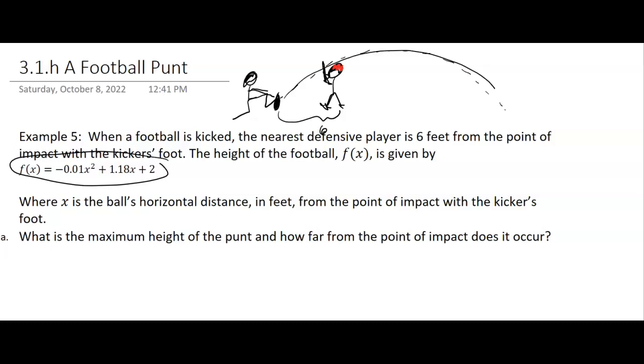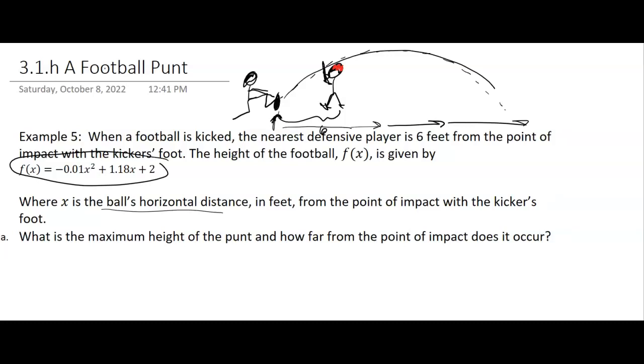And it says x is the ball's horizontal distance. So the ball's going to be here, and then it's going to be 8 feet down, and then 10 feet down, and then 12 feet down, so many feet down the field. Okay, that's the horizontal distance. Not how high up in the air it is, but just how far down the field it is. All right, that's the horizontal distance, x, from the point of impact. The point of impact's where he's actually kicking the football.